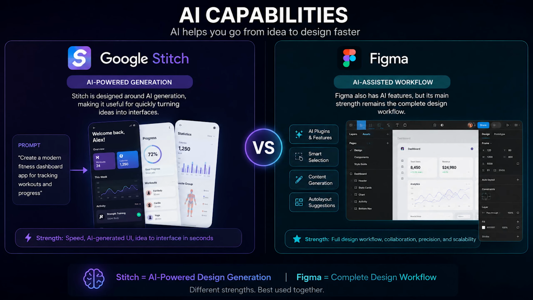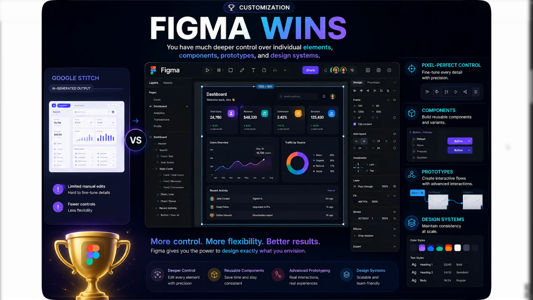AI capabilities. Stitch is designed around AI generation, making it useful for quickly turning ideas into interfaces. Figma also has AI features, but its main strength remains the complete design workflow. Customization: Figma wins. You have much deeper control over individual elements, components, prototypes, and design systems.